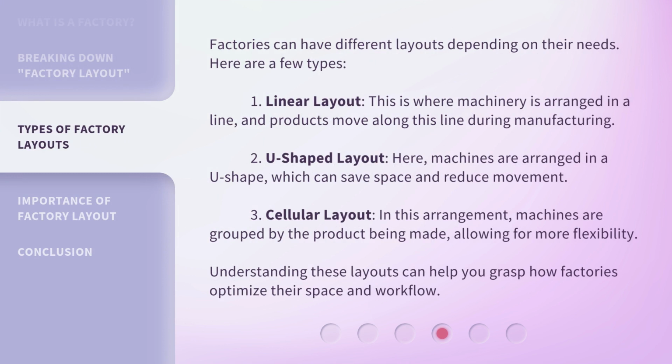Factories can have different layouts depending on their needs. Here are a few types. 1. Linear layout. This is where machinery is arranged in a line, and products move along this line during manufacturing.